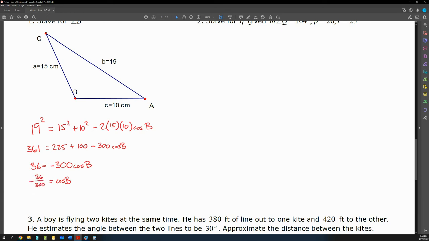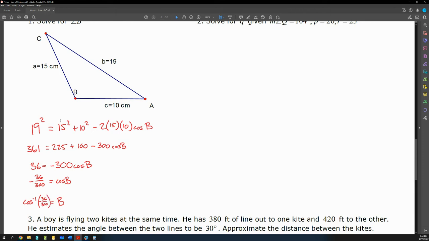And we can reduce this, but let's go ahead and solve for B. In order to solve for B here, we have to take the inverse cosine of both sides. Taking the inverse cosine of both sides, the right-hand side just becomes B, since inverse cosine and cosine cancel each other out. On the left-hand side, we have inverse cosine of negative 36 300ths.